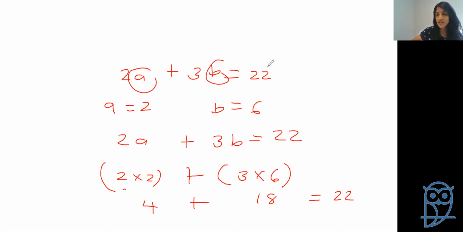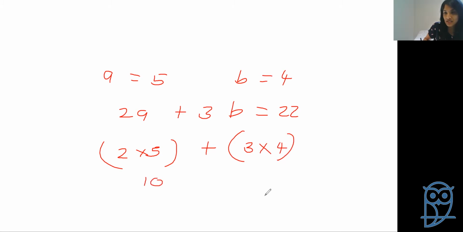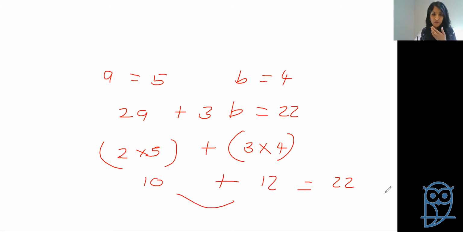If I clear this board out and do another one, if I say a is equal to 5 and b is equal to 4, and I say 2a plus 3b is equal to 22, and I say 2 times 5 plus 3 times 4, okay, 2 times 5 is 10, and 3 times 4 is 12, and 10 plus 12 is equal to 22. So now you can see how there can be more than one solution to this equation.